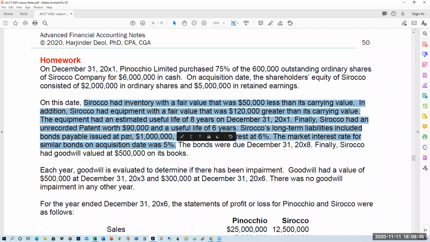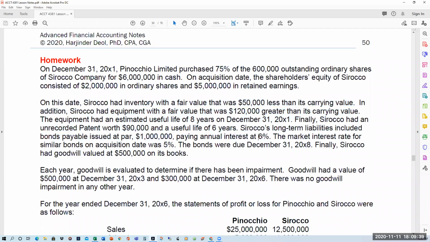Now, even though the bonds had been issued originally at par, considering the fact that the bonds pay an annual interest of 6%, whereas the market interest rate is 5%, you will expect that the fair value of these bonds would be different from the carrying amount. We need to calculate the fair value of the bonds payable liability using the market interest rate of 5%. These bonds are due December 31st, 2008.